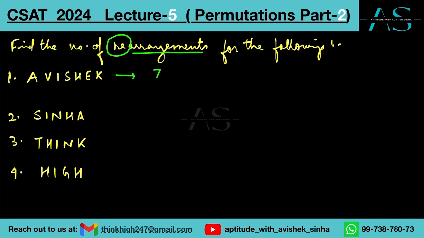7P7, and this can also be simplified as 7 factorial. So what is the value for 7 factorial? That is my answer. But we are looking for rearrangement. What do I mean by rearrangement?